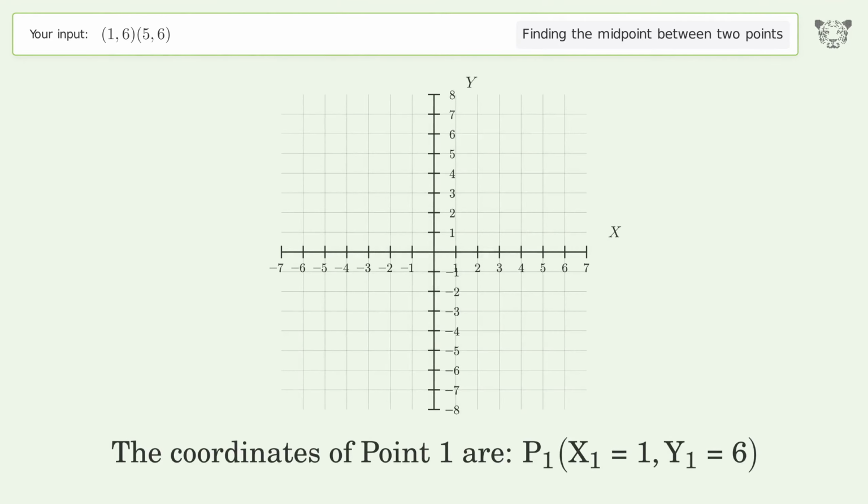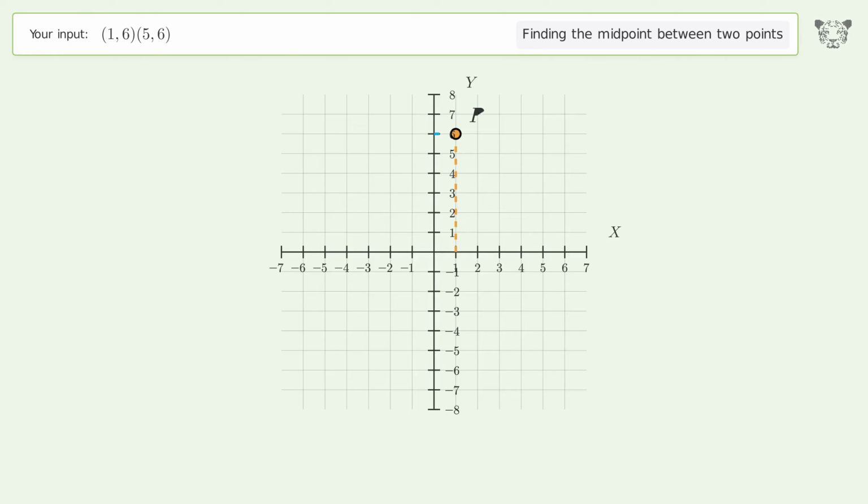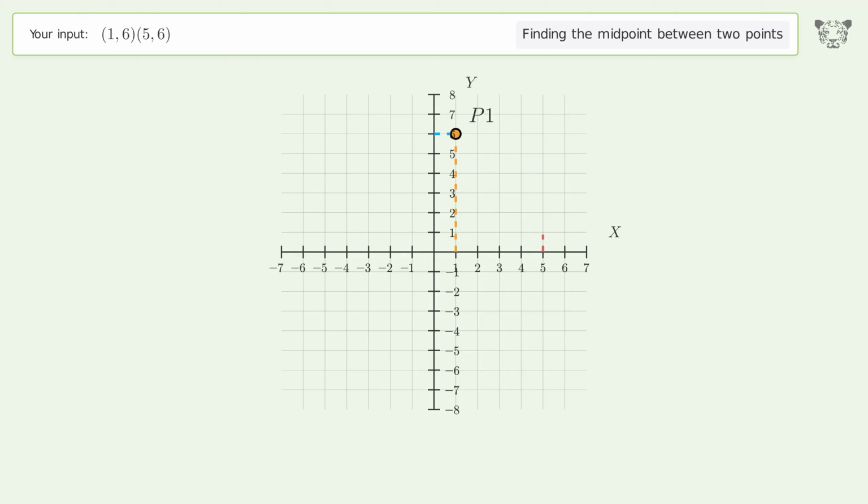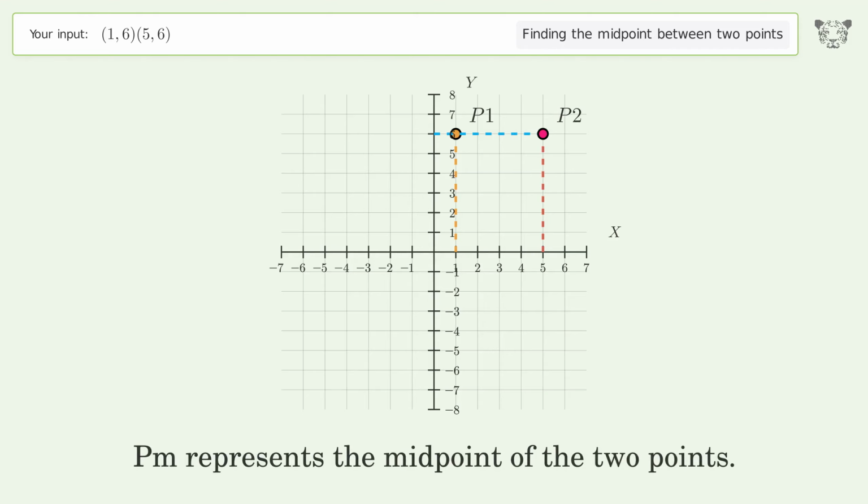The coordinates of point 1 are, x1 equals 1, y1 equals 6. The coordinates of point 2 are, x2 equals 5, y2 equals 6. PM represents the midpoint of the 2 points.